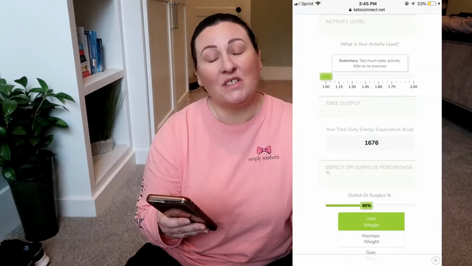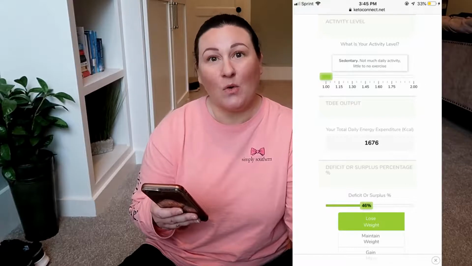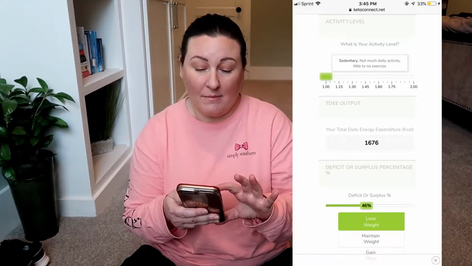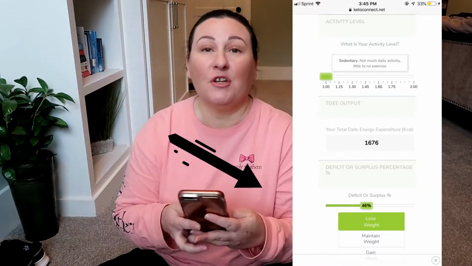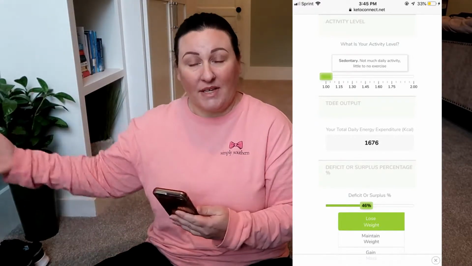And then next it says my total, because I didn't change it to burn more calories, it's still saying my total daily expenditure would be 1,676 calories. All right, then the next thing it asks is, do you want to lose weight, maintain weight, or gain mass? I'm going to say that I want to lose weight, and this is where you put your deficit, which means how many fewer calories you're going to be eating, your deficit calories. If you wanted to gain weight, it would be a surplus of calories.